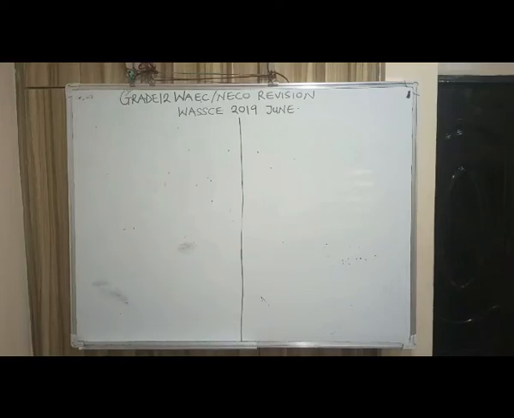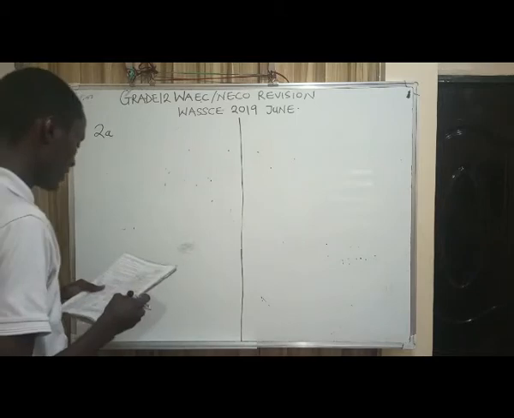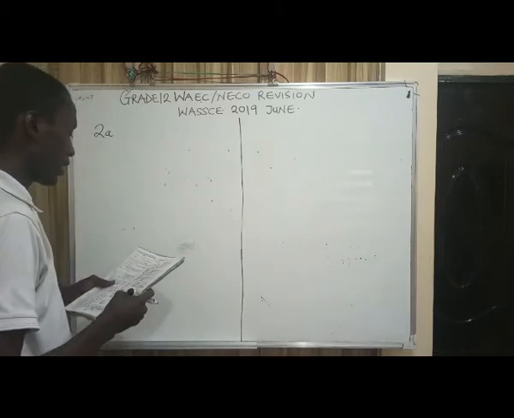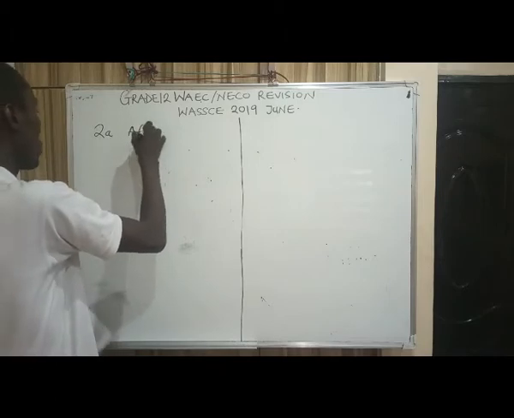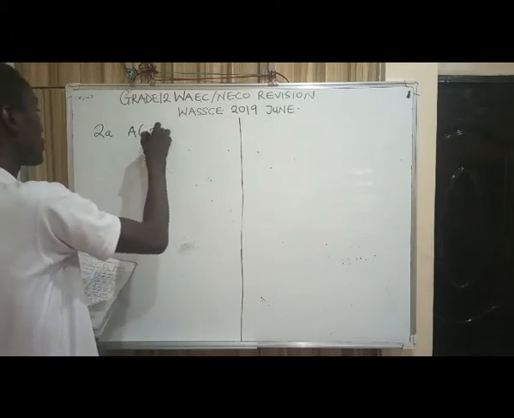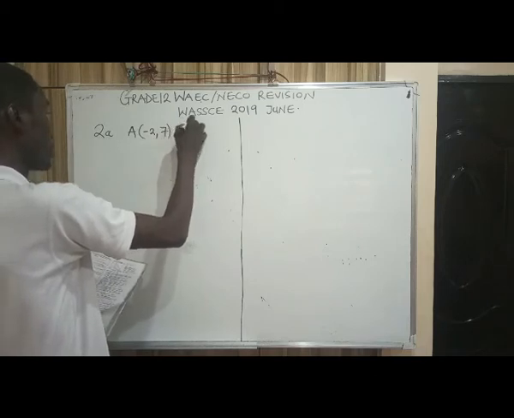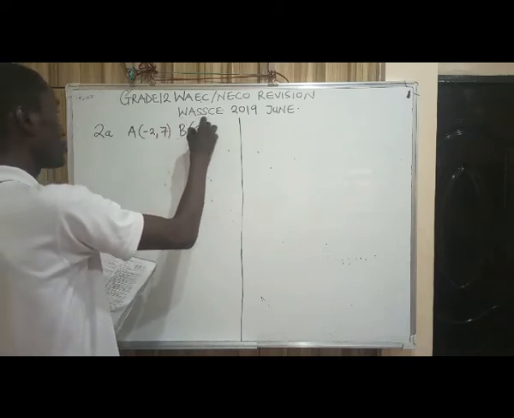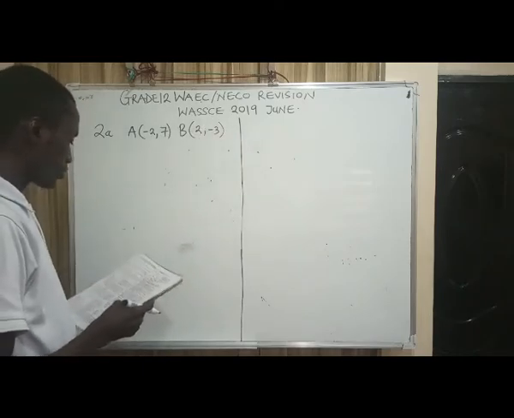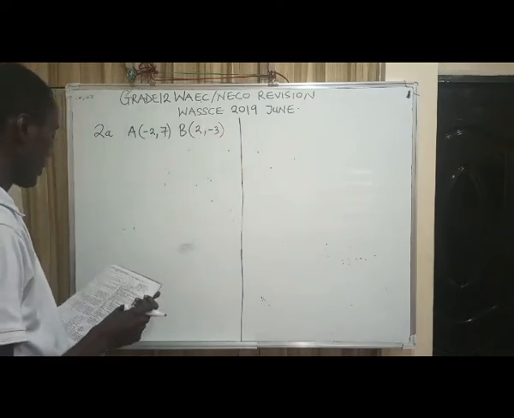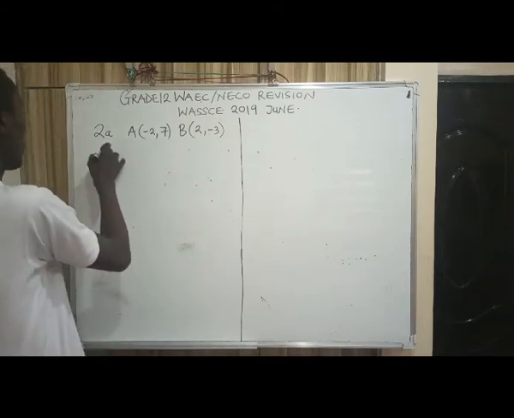Okay, we come to question number 2a. Question 2a essentially is testing our knowledge of equation of a straight line. Now we are given a point A with coordinates -2 and 7, and we're given another point B with coordinates 2 and -3. Now we are told to find the equation of the line which passes through these points. So the first thing I need to do is to find my slope or my gradient.